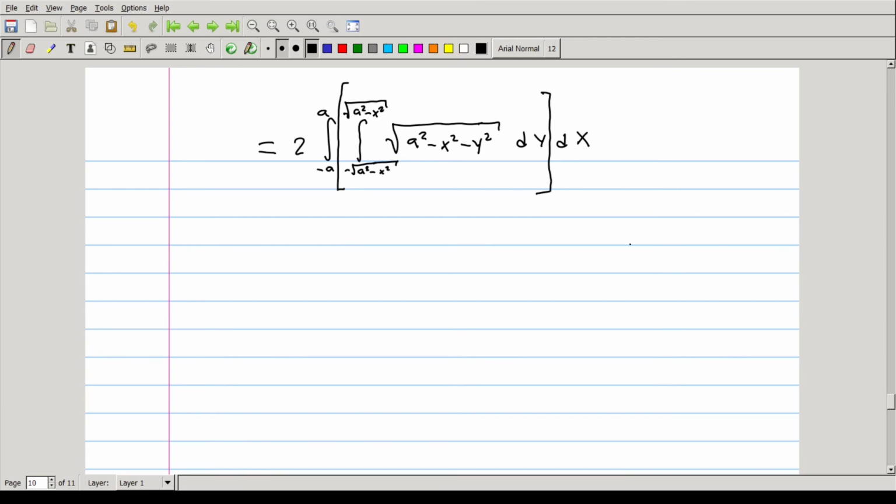Specifically, if we substitute in y is equal to the square root of a squared minus x squared times sine of theta, which will then mean that dy is equal to the square root of a squared minus x squared times cosine of theta d theta, this integral we will be able to go through and evaluate.